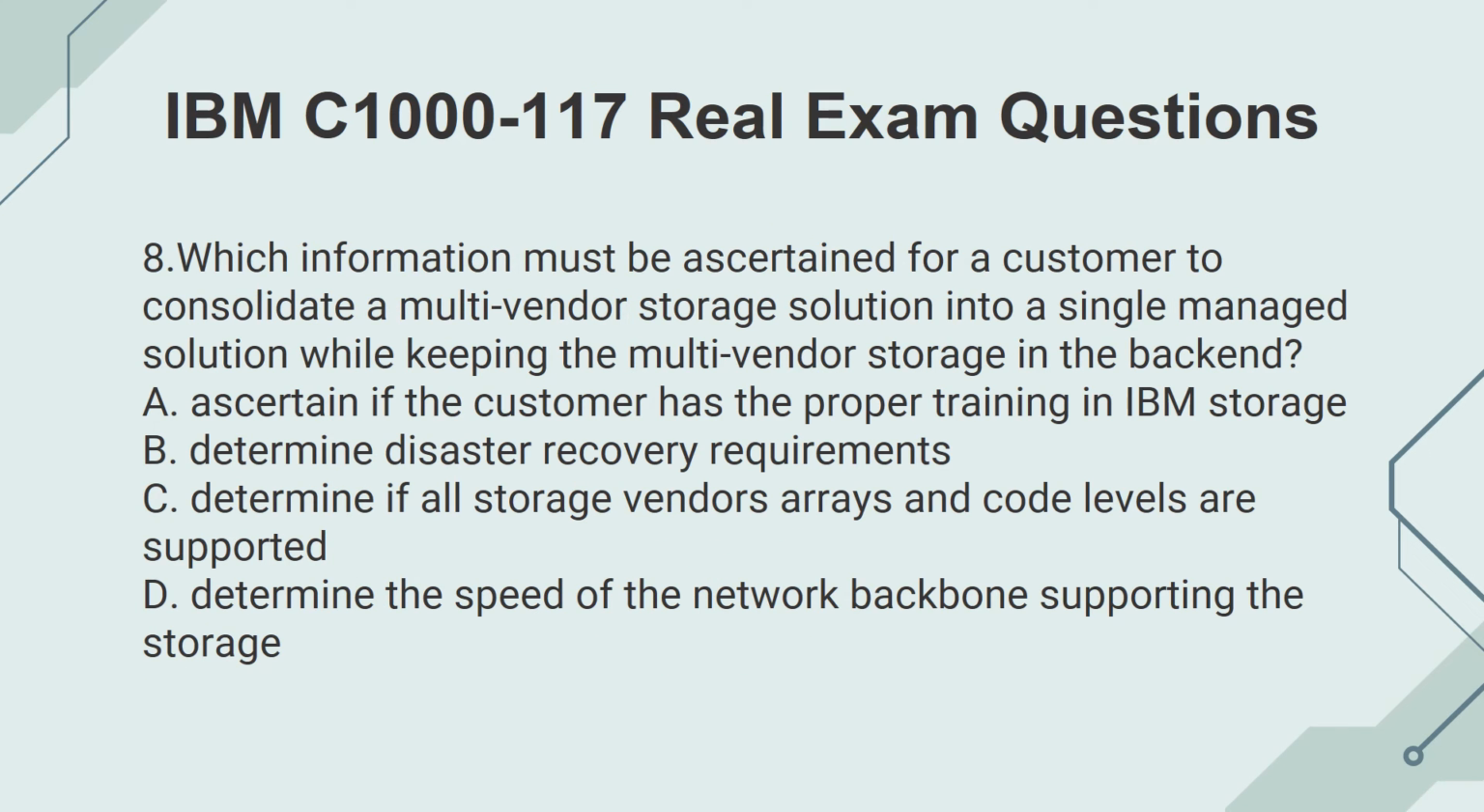8. Which information must be ascertained for a customer to consolidate a multi-vendor storage solution into a single managed solution while keeping the multi-vendor storage in the backend? A. Ascertain if the customer has the proper training in IBM storage. B. Determine disaster recovery requirements. C. Determine if all storage vendors' arrays and code levels are supported. D. Determine the speed of the network backbone supporting the storage.